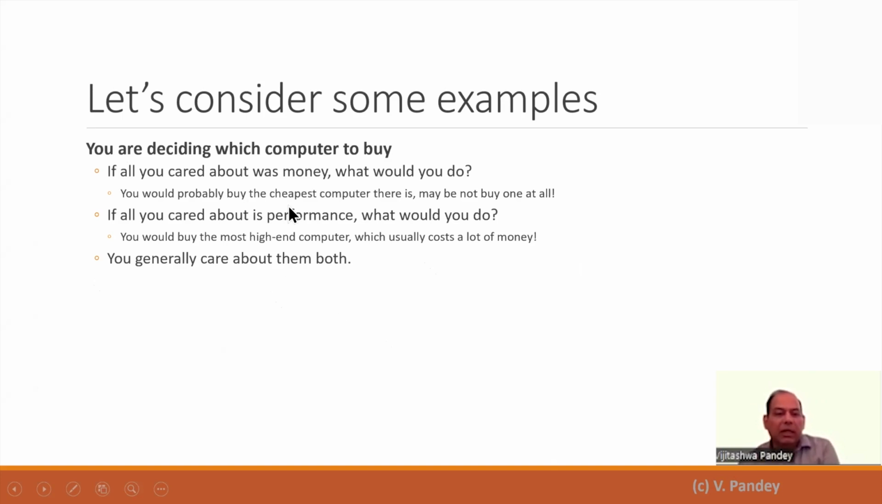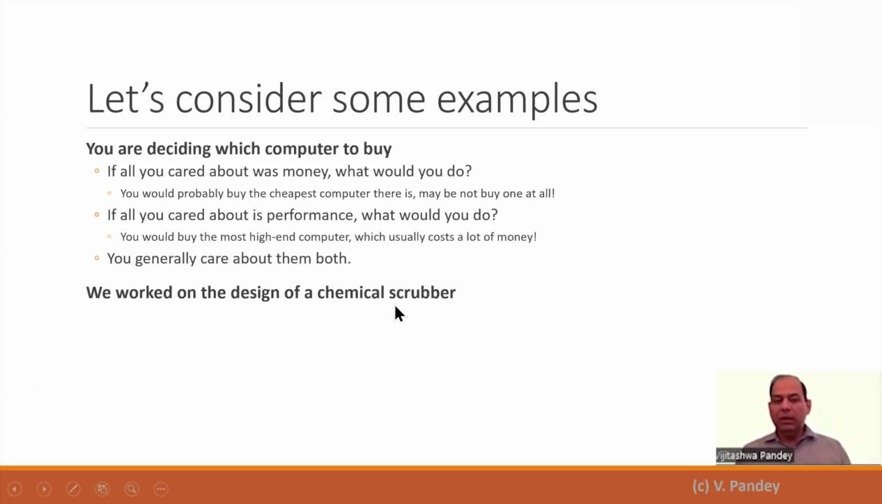We can dig deeper and talk about how performance is not just one monolithic thing out of a system. It's composed of many sub-attributes as well, in which case, of course, your analysis gets more involved, but the general idea is that you're simultaneously caring about multiple things. We've already worked on the design of a chemical scrubber. Okay, we went through the process.